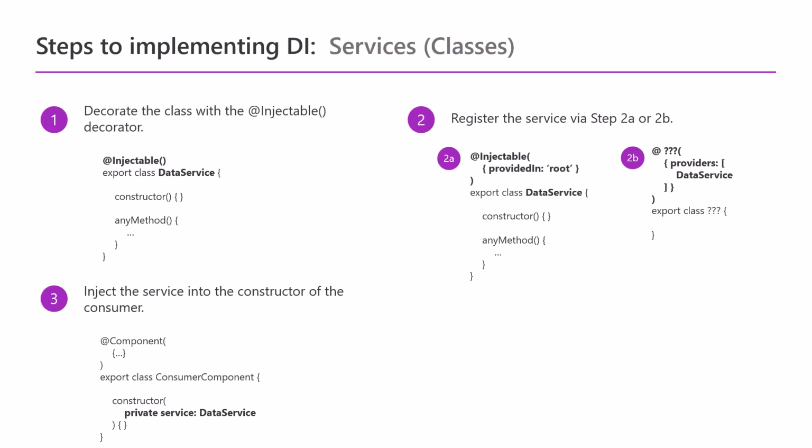The final step in implementing dependency injection for a service is to actually inject that service into the constructor of the consumer. A consumer can be a component, a directive, or another service. So there you have it, the 3 steps to implementing dependency injection for a service. Now let's take a look at this in code.